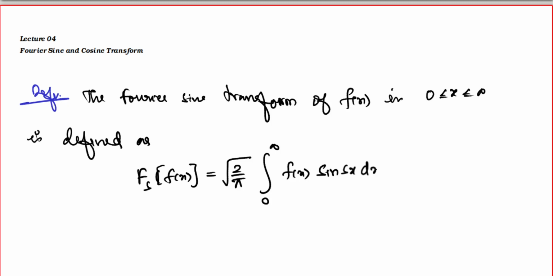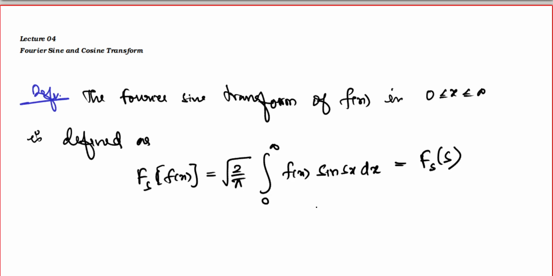As I mentioned, this series of lectures tries to solve as many problems as possible, so I'll not go into how this particular expression comes about right now. And we generally denote this as capital F with subscript S, meaning it is a Fourier sine transform.